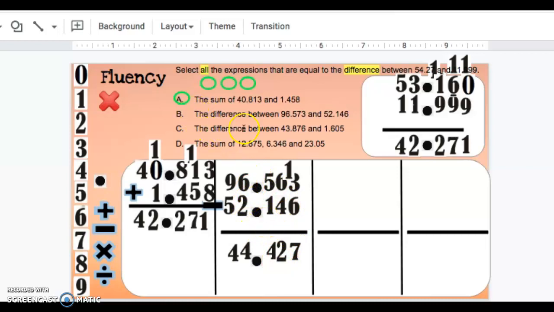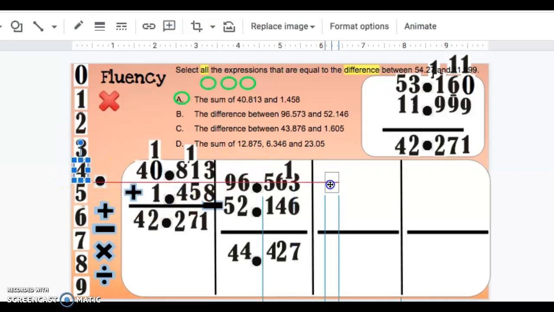Let's go to C. The difference between 43 and 876 thousandths and 1 and 605 thousandths. Difference, again, means the answer to a subtraction problem, so we're going to sit here and subtract. So we have 43. We got to put first down the decimal point.